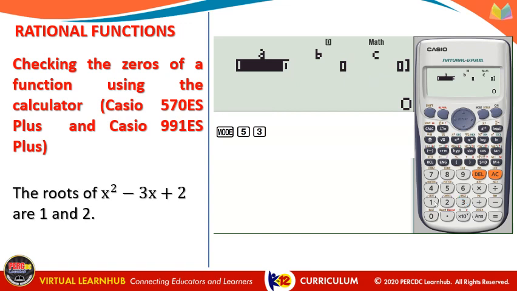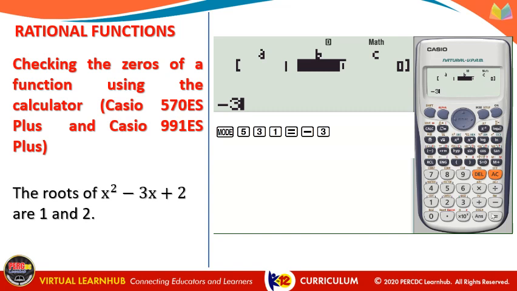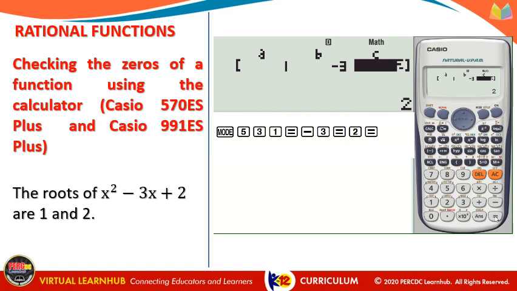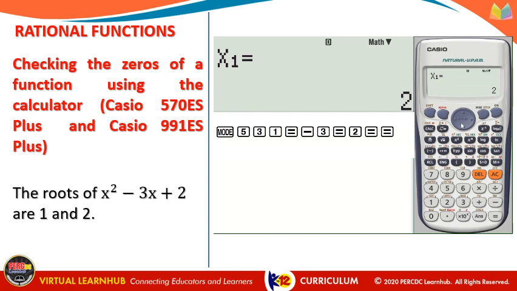Again, A is the coefficient of x squared. B is the coefficient of x, C is the constant. Yung usual. So, from our equation, A is 1. So, type lang natin 1. And then, B is negative 3. So, type natin yung negative 3. If you want to enter a number, just press equals. And then, lastly, 2. So, type 2 and then press equals. So, nailagay na natin yung values ng A, B, and C. And then, after that, just press equals. At yun na, lalabas na yung roots natin.